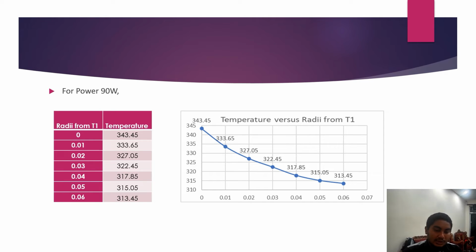So in this experiment, basically we can conclude the relationship between temperature versus radius. That is, if we apply more power, we will get the higher temperature. But if the radius becomes higher, the temperature will decrease. That's all from me.